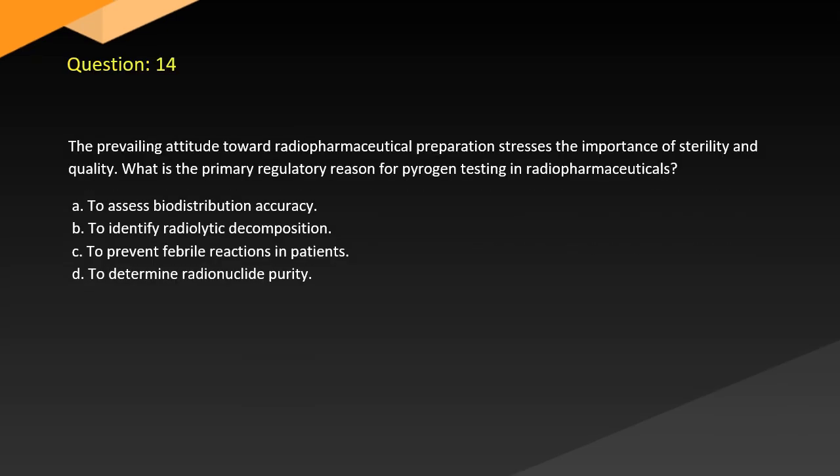Question 14. The prevailing attitude toward radiopharmaceutical preparation stresses the importance of sterility and quality. What is the primary regulatory reason for pyrogen testing in radiopharmaceuticals? A. To assess biodistribution accuracy. B. To identify radiolytic decomposition. C. To prevent febrile reactions in patients. D. To determine radionuclide purity.